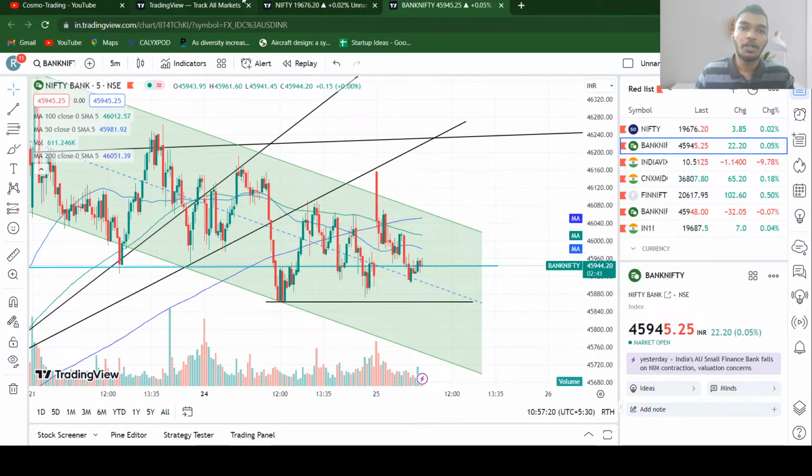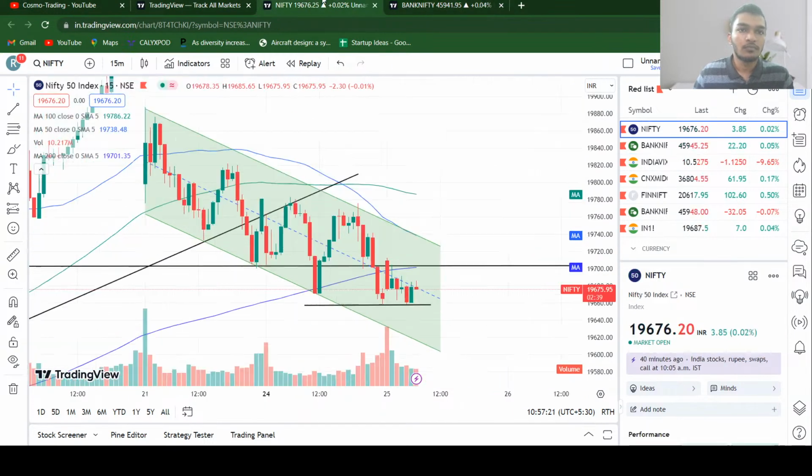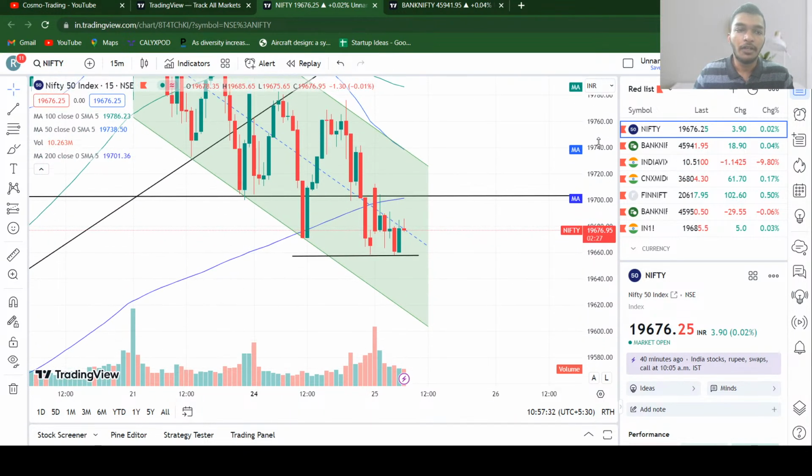So Nifty is also trying to hold up. Bank Nifty is also trying to hold up. So right now we are in a no trade zone for both Nifty as well as Bank Nifty.